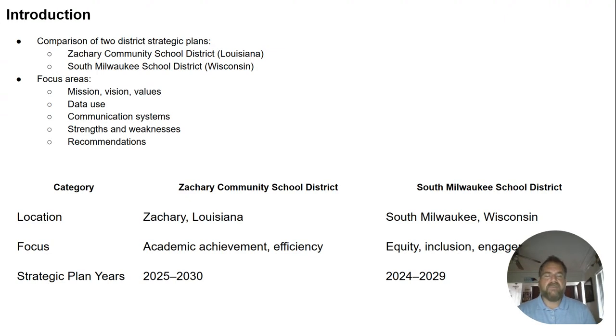Zachary Community School District is located in Zachary, Louisiana. Their focus is mainly on academic achievement and efficiency, and this strategic plan lays out the years between 2025 and 2030. The South Milwaukee School District is located in South Milwaukee, Wisconsin. It mainly focuses on inclusion, engagement, and equity, and the strategic plan is between 2024 and 2029.